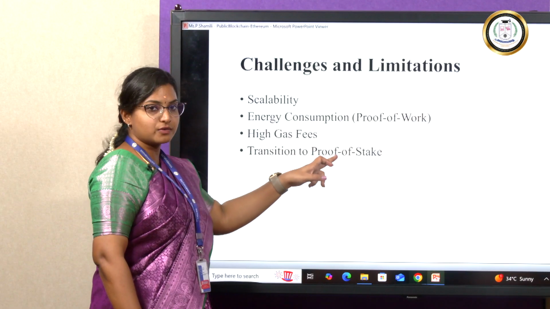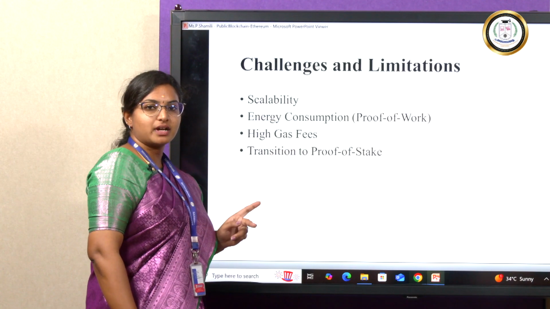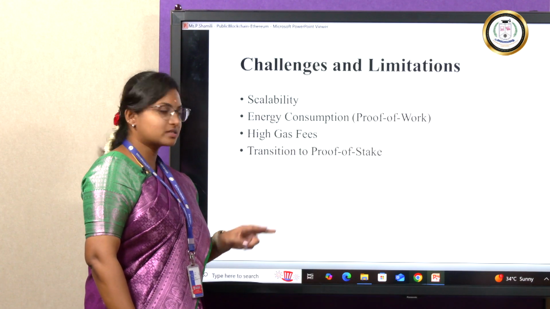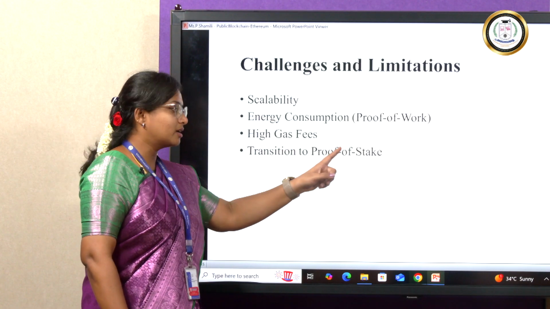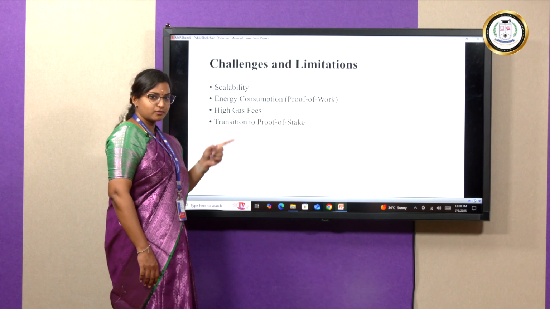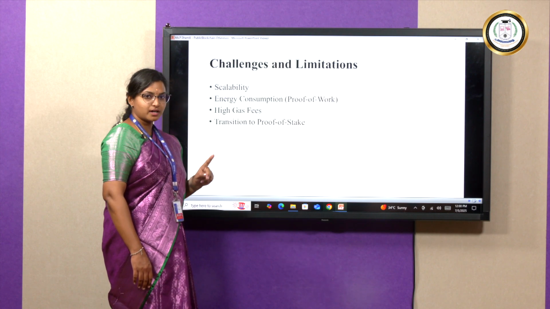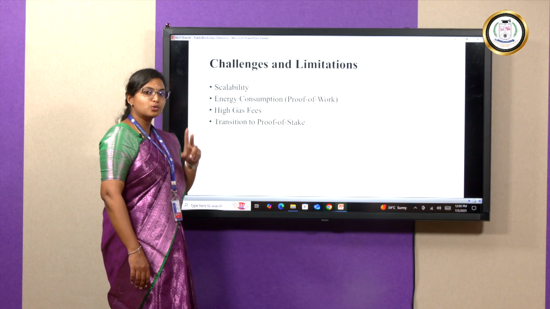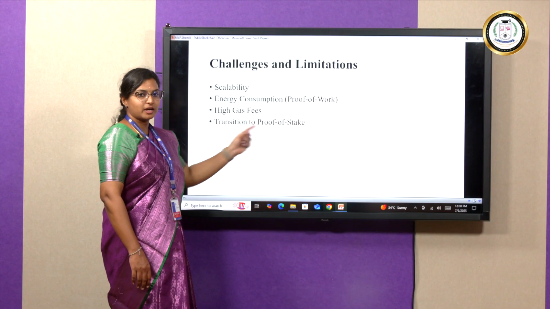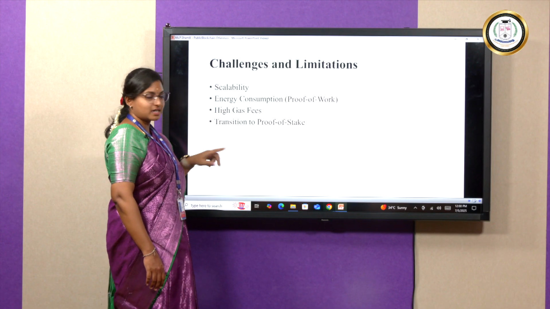Here comes proof of stake, which means two miners are going to do a mining process under the proof of stake concept. Miner 1 has a Bitcoin of 50 and then miner 2 has a Bitcoin of 10. The one who holds the highest stake goes for the mining process. Here comes under the challenges.